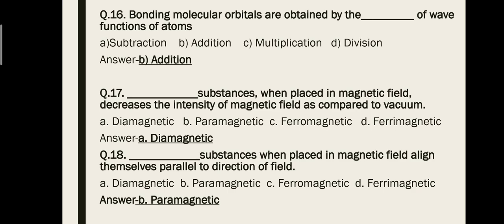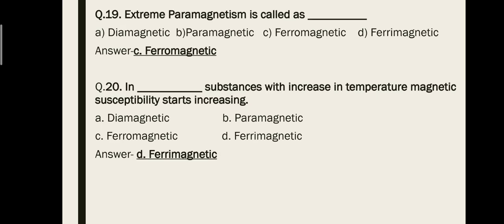Question number 18. Substances when placed in a magnetic field align themselves parallel to the direction of the field. Options are A. Diamagnetic, B. Paramagnetic, C. Ferromagnetic, D. Ferrimagnetic. The correct answer is B. Paramagnetic. Question number 19. Extreme paramagnetism is called as option A. Diamagnetic, option B. Paramagnetic, option C. Ferromagnetic, option D. Ferrimagnetic. The correct answer is C. Ferromagnetic.